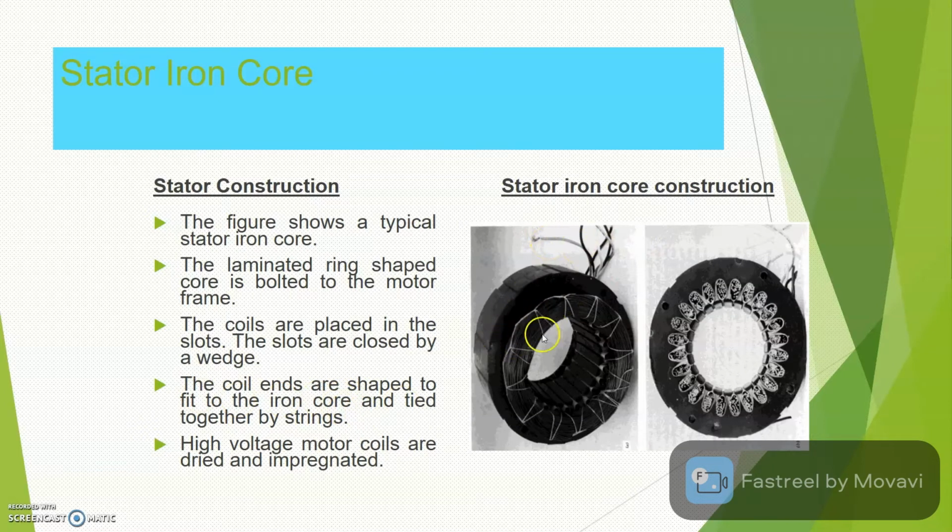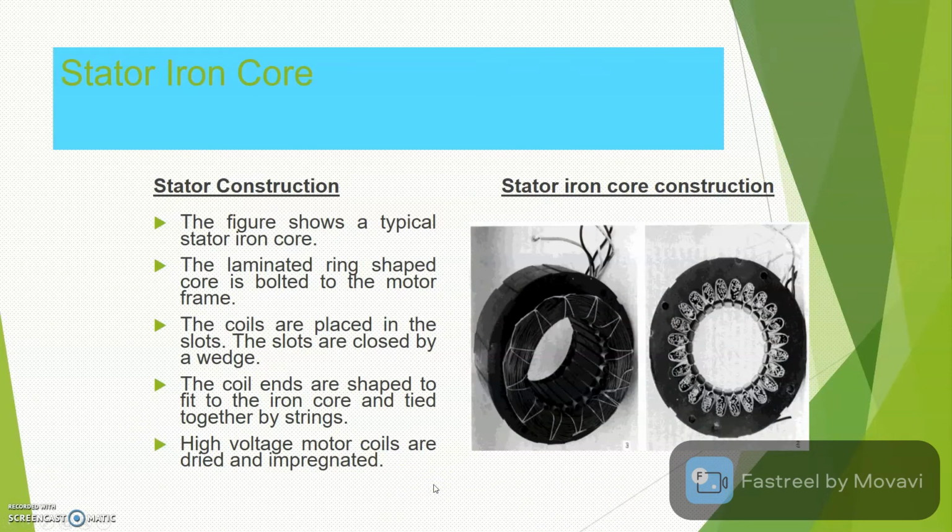After you connect all the coils, the winding, the coil ends are shaped to fit the iron core and tied together by strings. This is tied together by the strings. So this is an example of the stator iron core construction.